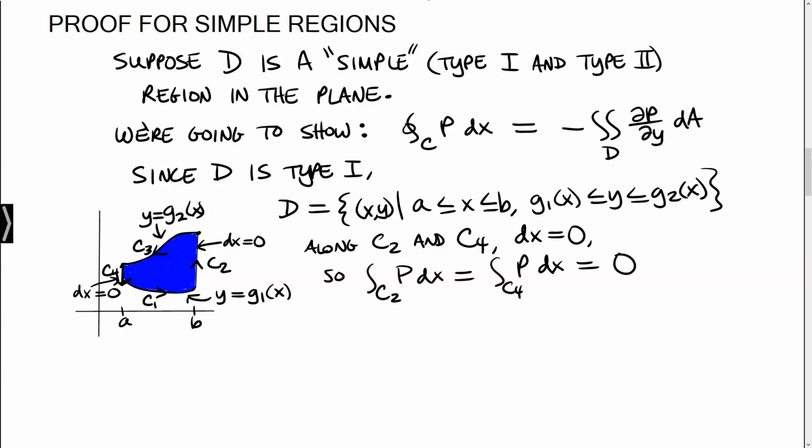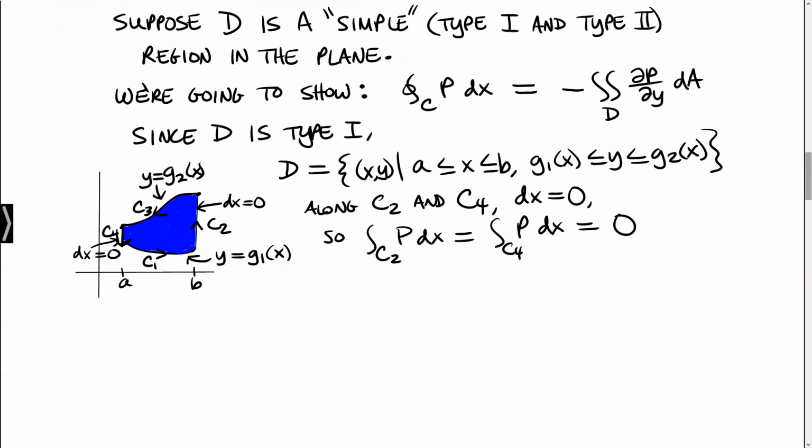So they just completely go away. So really we're only looking at C1 and C3. So let's look at C1 first. The integral along C1, let me move this just a minute. There we go. So the integral along C1, we're looking at p of xy dx.